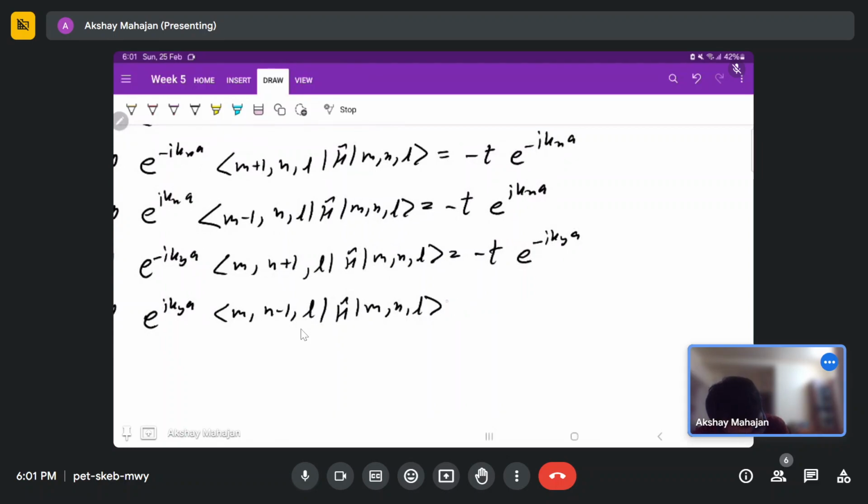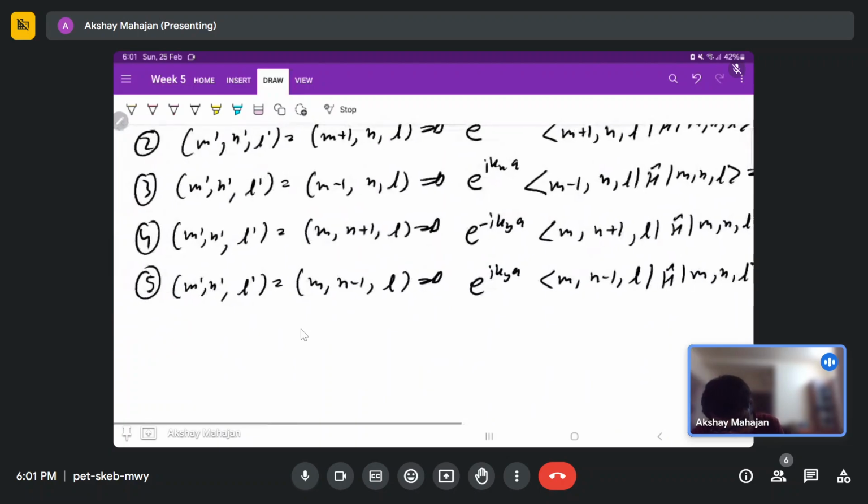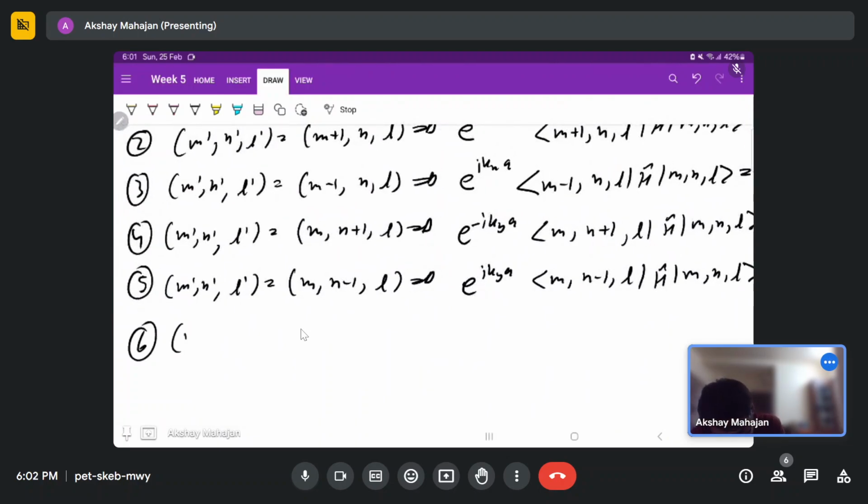And again, so these are the hopping integrals. I didn't say it, but we are going to take them to be the same, minus t, for all the nearest neighbor hopping sites. We get e to the power iota ky of a. Then we will have our sixth term, which will be m prime comma n prime comma l prime equal to m comma n comma l plus 1.